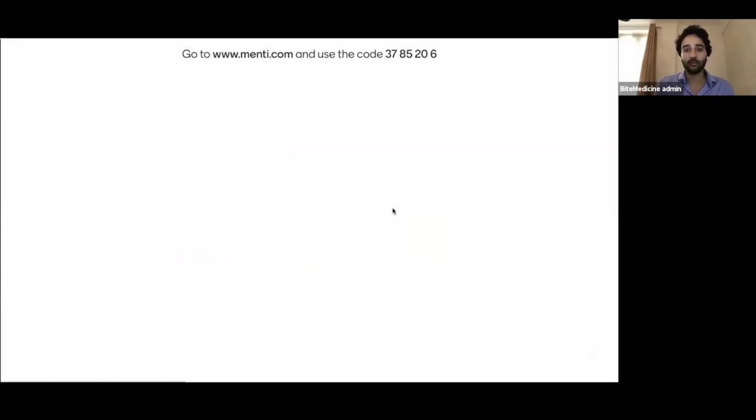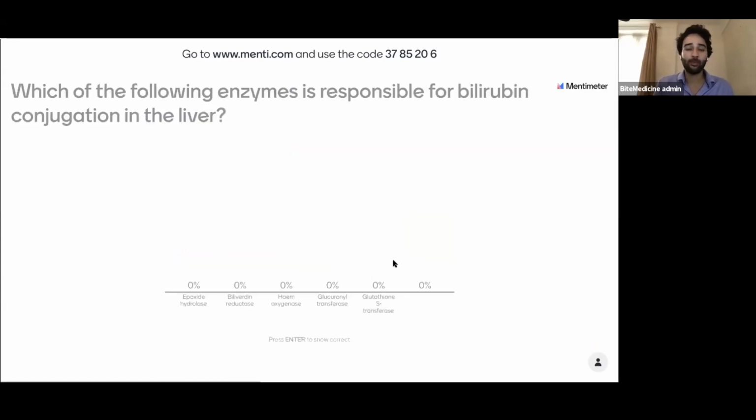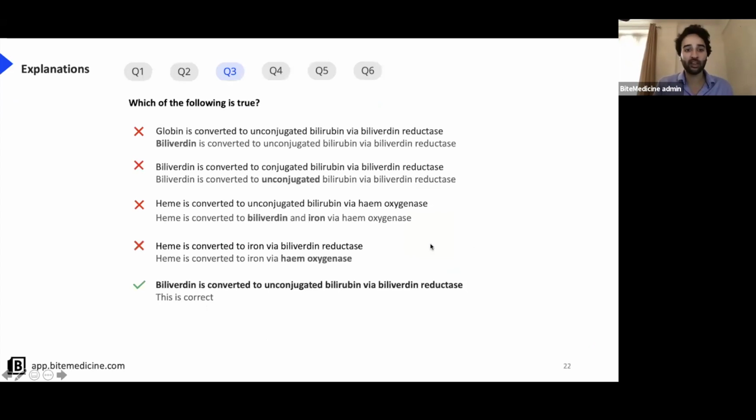So let's talk a little bit more about this whole process and why this option is correct. I know the other options have lots of other words, unconjugated, conjugated, biliverdin, enzymes. If you don't understand them yet and you haven't heard of them before, you're in the right place. So let's get a better understanding of all of these words here.